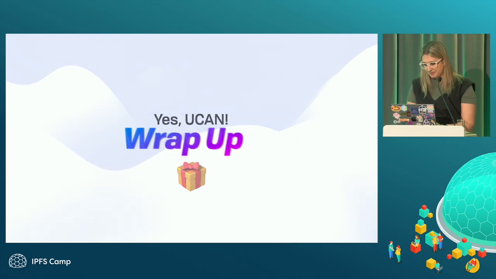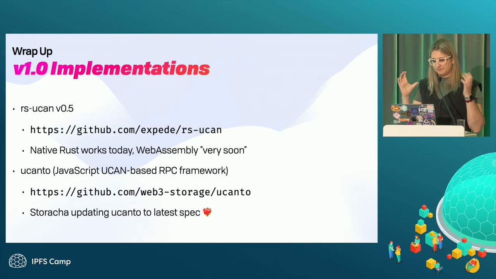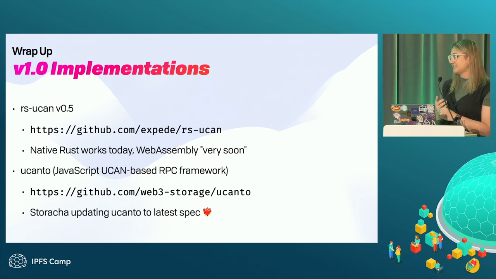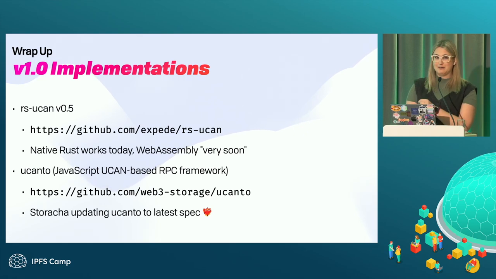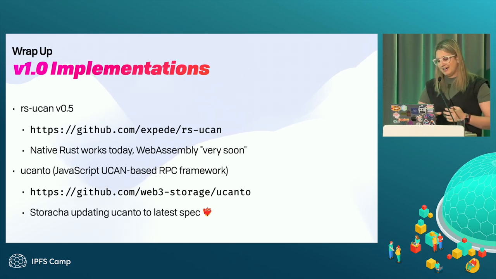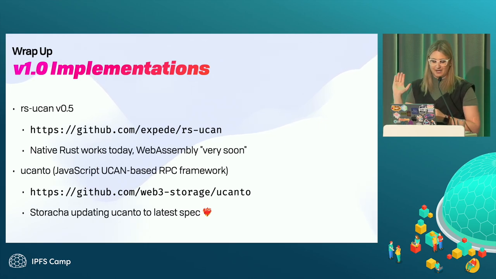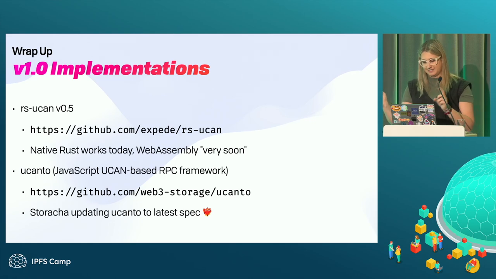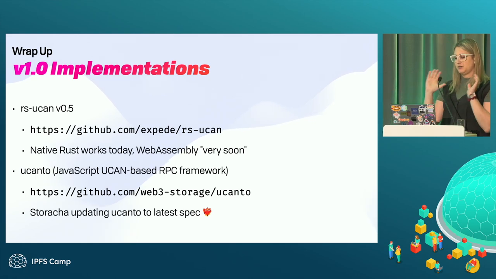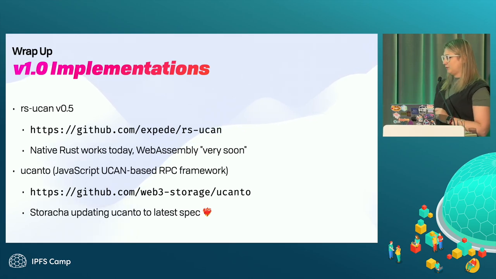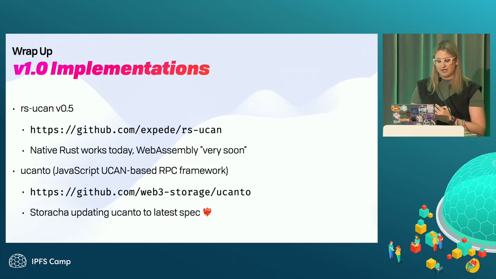So, to wrap up, 1.0, there's a few implementations. RS-UCAN 0.5 has a native Rust implementation that works today. We will have WebAssembly very soon. UCANTO, which is the Storacha, used to be Web3.Storage maintained, now Storacha, JavaScript, UCAN-based RPC framework, where we pulled a lot of the RPC stuff from originally, is being updated to the latest spec right now as well. So that should be done in the next few weeks.